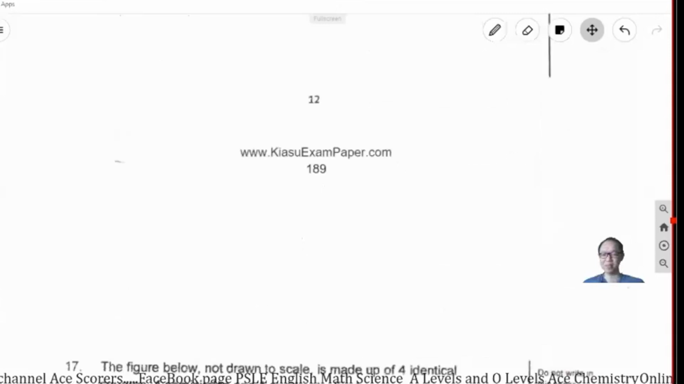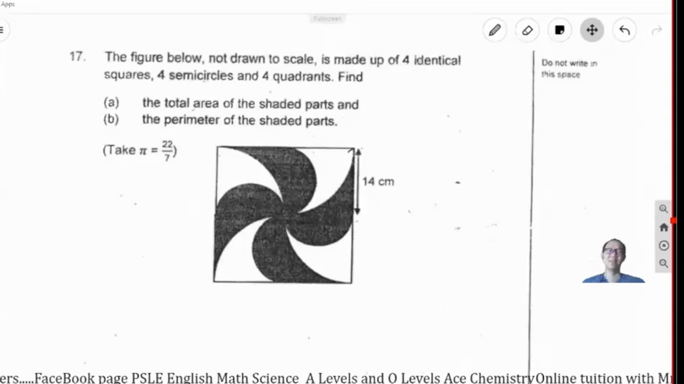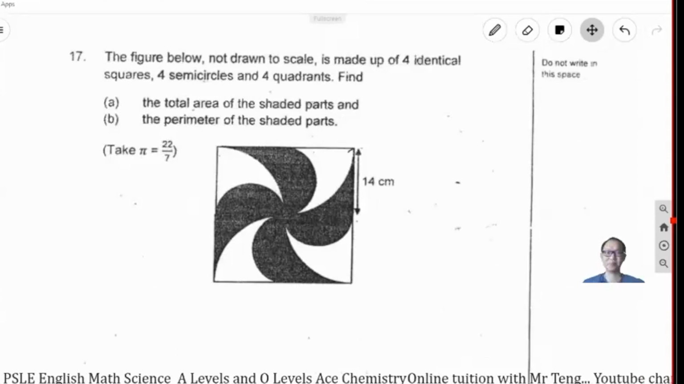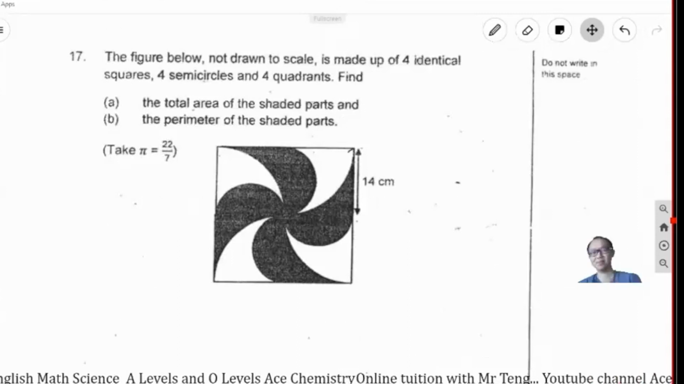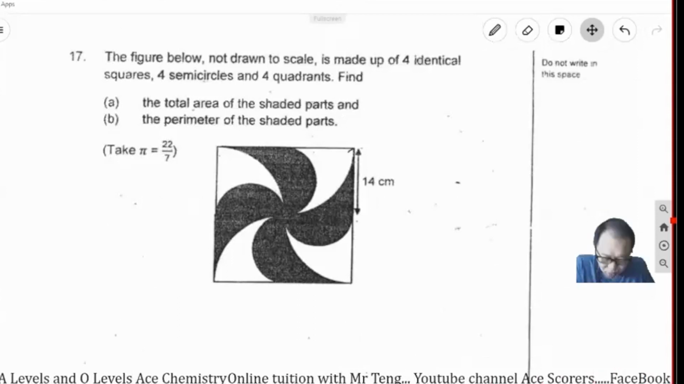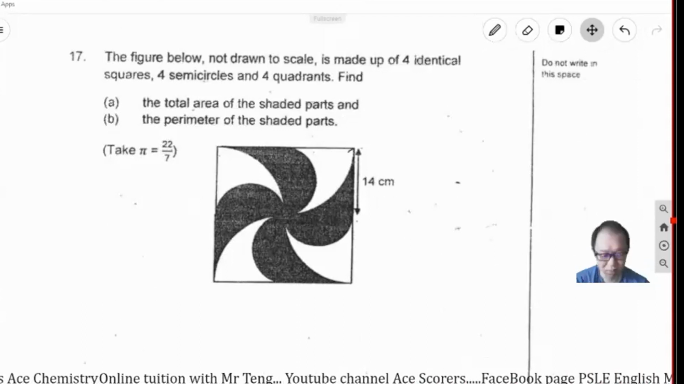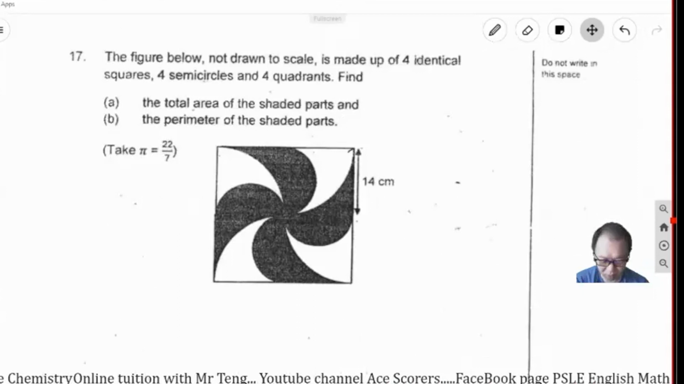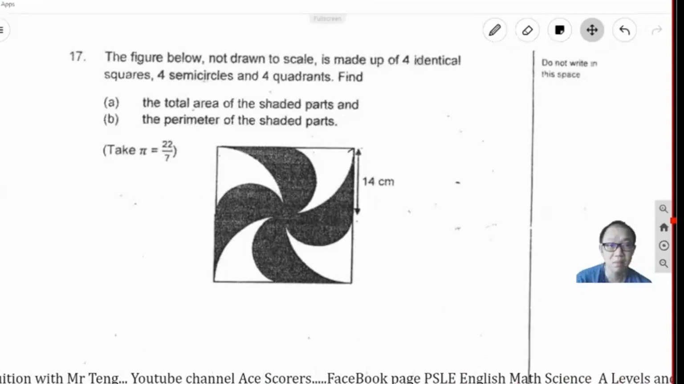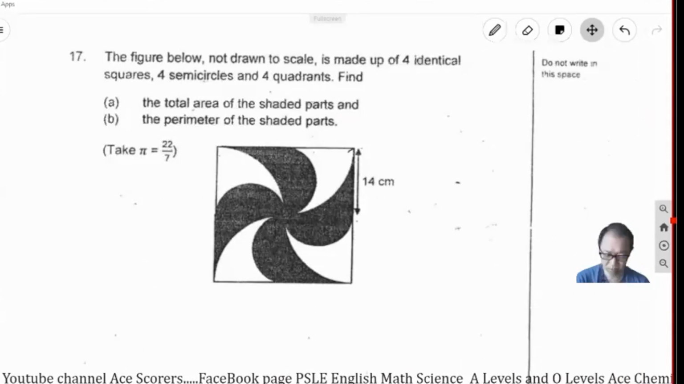Okay, so I see question 17, so let's do this. Tedious. Lollipop. This one looks tough. The figure, not drawn to scale, is made out of 4 identical squares. Where's the square? 4 squares? Can you all see the square? Where are the 4 squares? I don't see the square. 4 semicircles and 4 quadrants. Oh, I know where the square is.